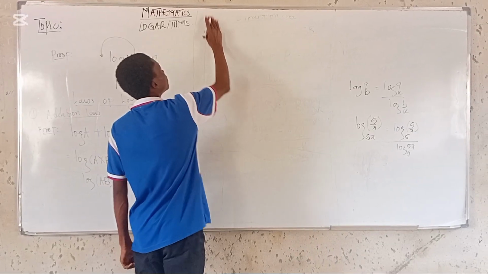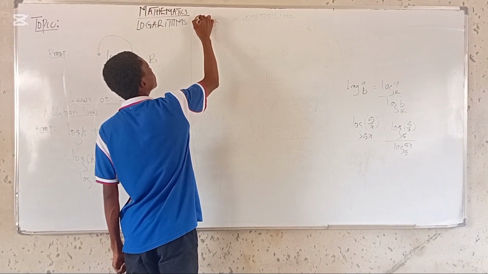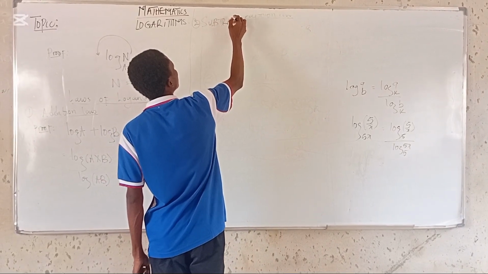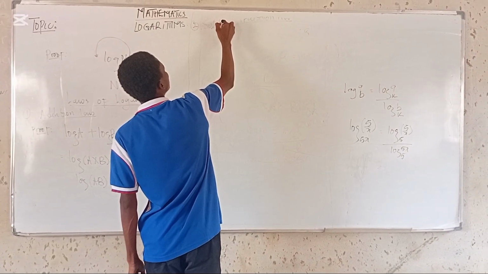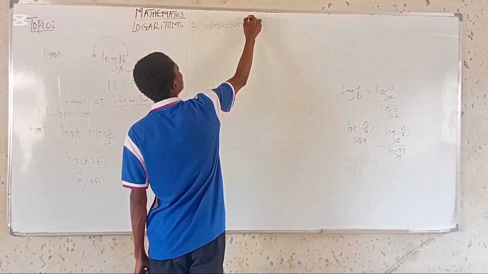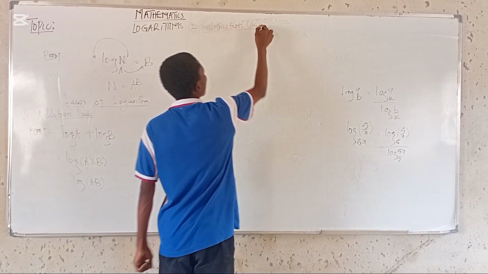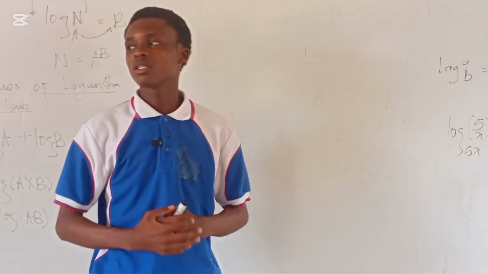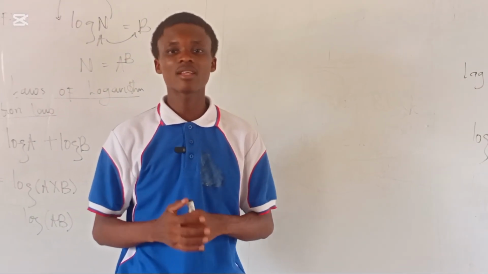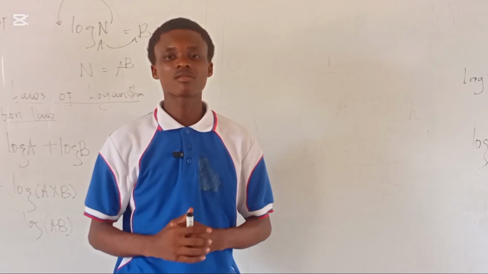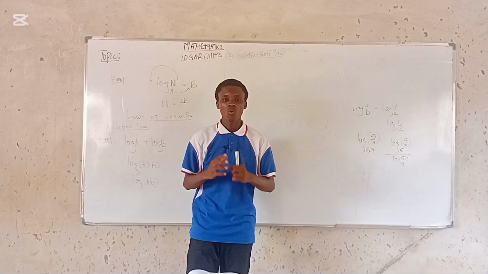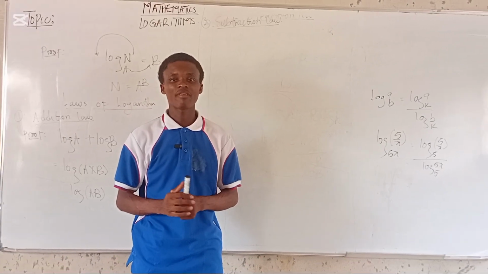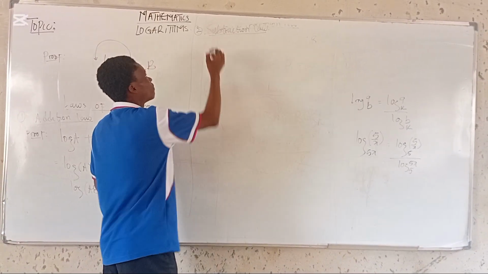Number two, the subtraction law. The subtraction law states that whenever we are subtracting in logarithm and the two bases are the same, we take one of the base and divide the logs. Proof.